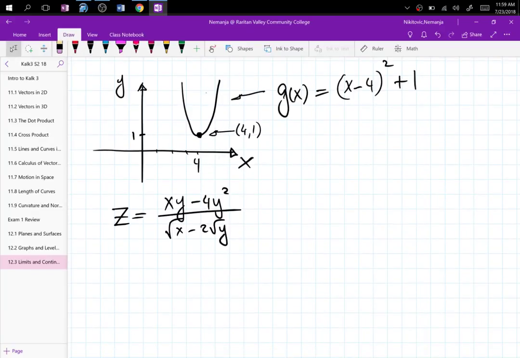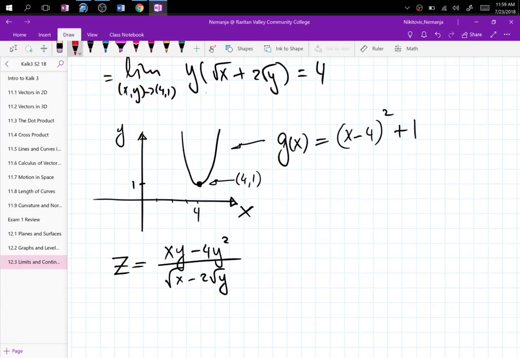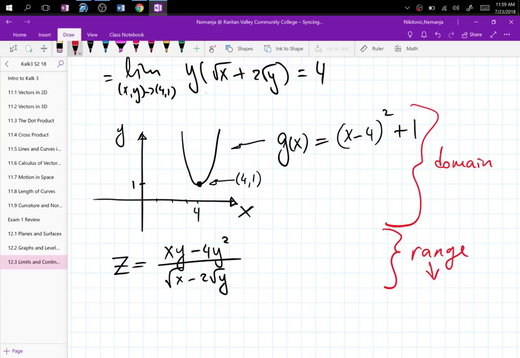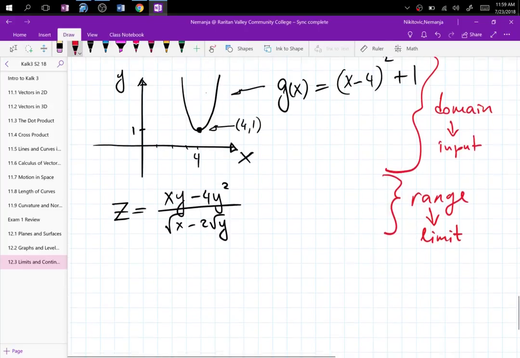So what am I going to do? I'm going to pick my x's, g will give me y's, and then I have an x and a y to plug into z to come up with the first value. Huh? Not yet? All right, let's see. So let me just say one more time. All of this stuff over here is the domain. And over here is going to be the range, which gives us the limit. And domain gives us the input for the chart. So let's start.